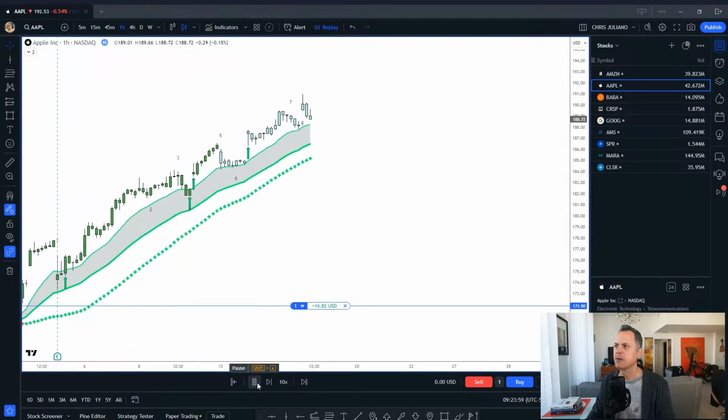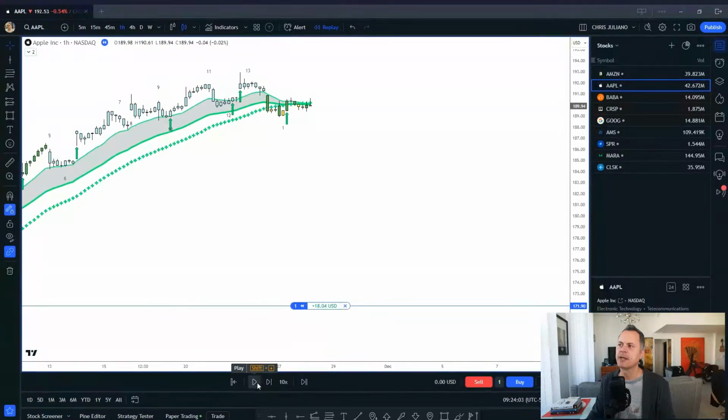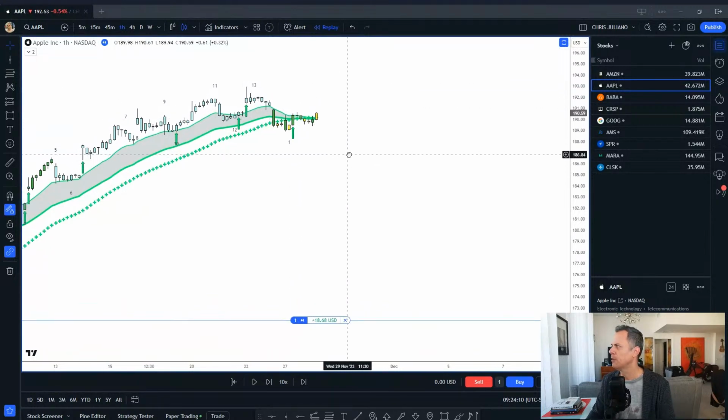Let's see what happens here. 8 waves, 9 waves, 10, 11, 12. My gosh, this thing is really moving to the upside. Do you see how the candles are turning yellow on that trend cloud?